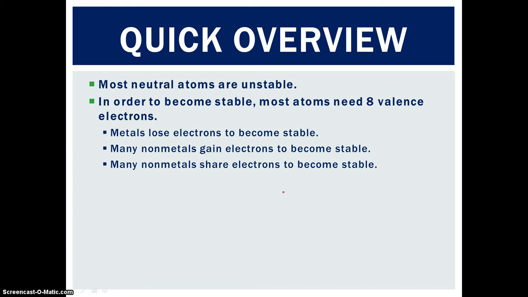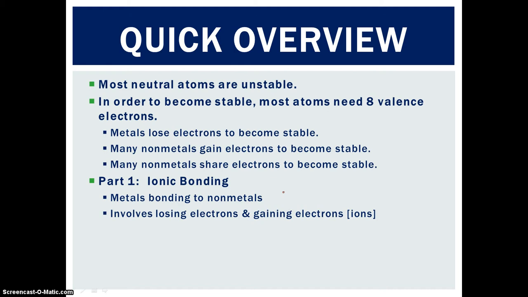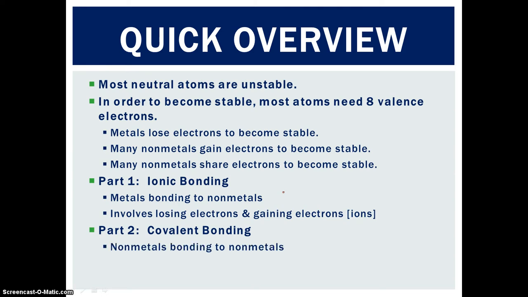This sharing will come into play more next week. Today we're going to talk about sort of the part 1, which is ionic bonding, where metals are bonding with nonmetals. It involves losing electrons and gaining electrons to form ions. Covalent bonding involves the sharing. We'll talk about that next week, and it's nonmetals with nonmetals. So if you just think about these definitions, you can recognize something that would have an ionic bond as something that would have a metal in it.